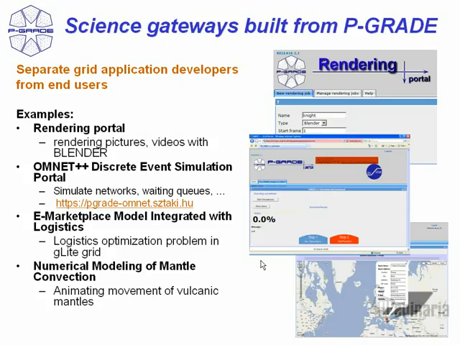The scientific gateway package in pGrade Portal was already used by the render imaging and video rendering community, the Omnet discrete event simulation community, and other scientific groups. pGrade-based application-specific portals provide extremely simple solutions to perform complex computational tasks in a reliable way on unreliable grid resources.